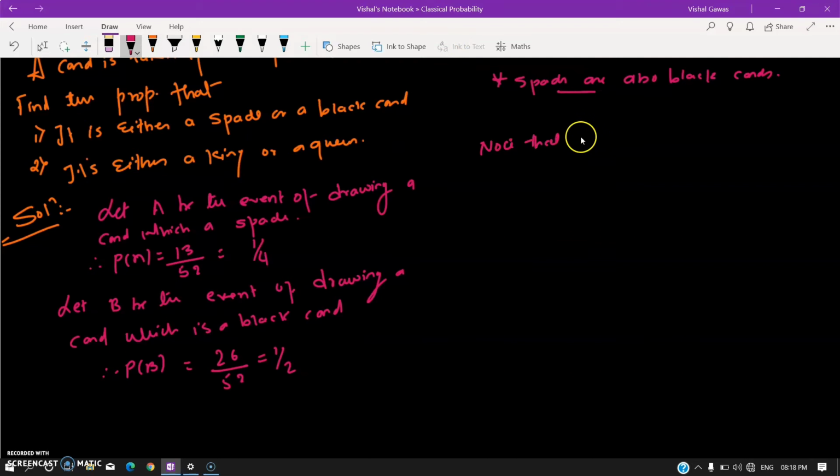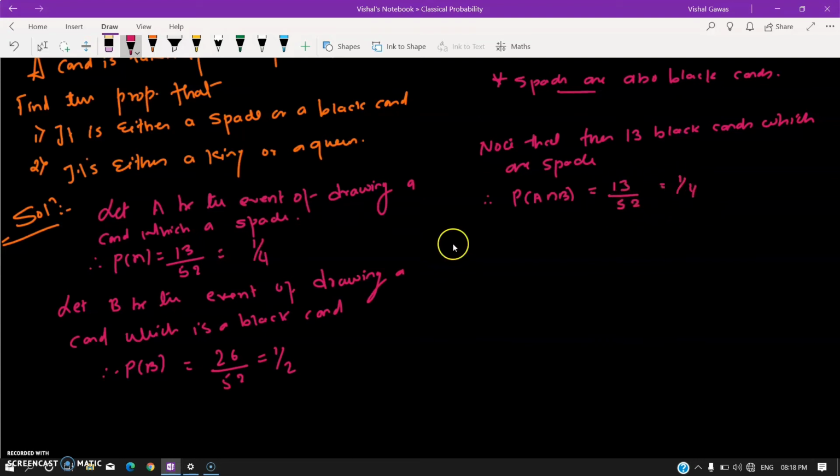Note that there are 13 black cards, which are spades, isn't it? Therefore, the probability of A intersection B, that means the probability that it's a spade and also black, is 13 over 52, which is 1 by 4.